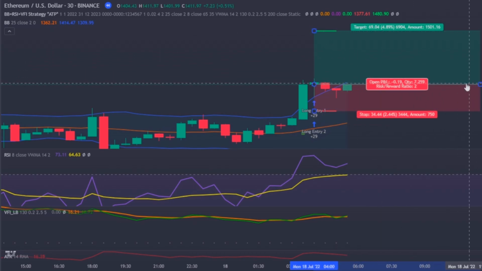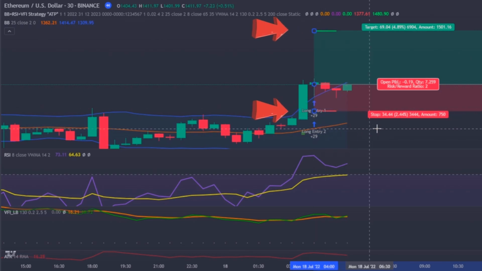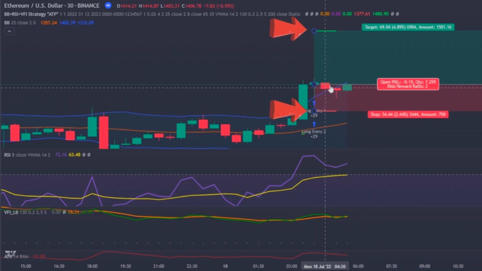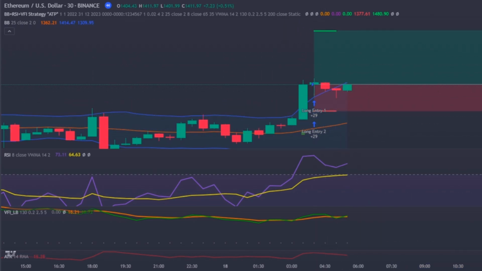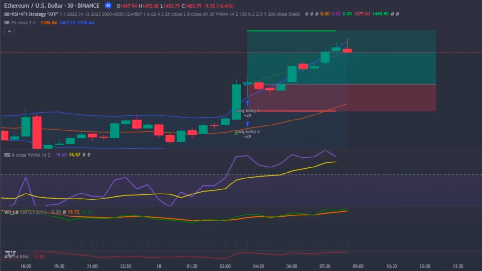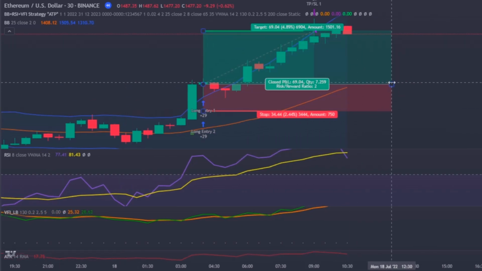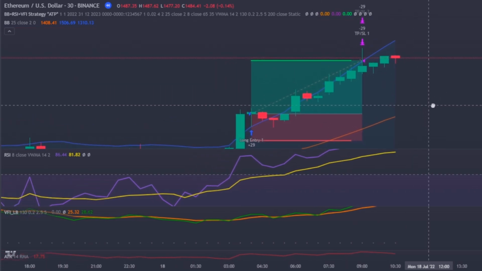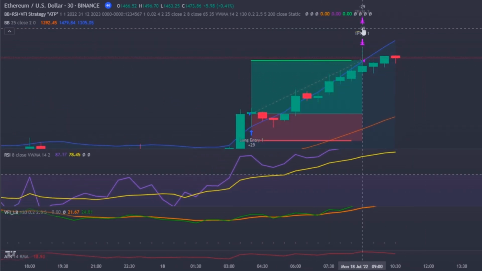So first of all, we can see that my bot entered the position and placed the stop loss and take profit values perfectly. Now let's fast forward to see what would happen. As you can see, the take profit was easily hit here and the bot closed the trade.